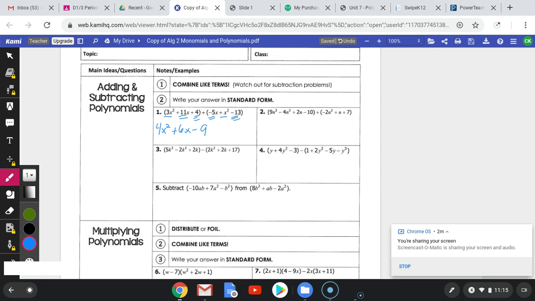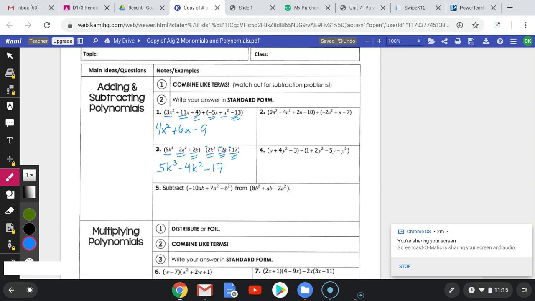So, for number 3 here, for example, that just means I have a negative 2k squared minus 2k minus 17. So 5k cubed, there is no other cube term, so that is going to go first. Negative 2k squared combines with this negative 2k squared, so that's going to be minus 4k squared. Positive 2k combines with a negative 2k, which gives me 0. And this last part, we got a negative 17, which doesn't combine with anything else. So we're done. And that is it.